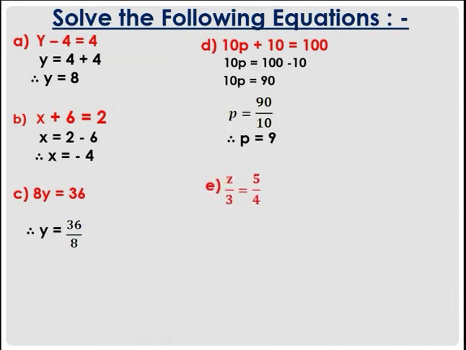z upon 3 is equal to 5 upon 4. Now here 3 is in the division form. So when we shift from LHS to RHS, it becomes the multiplication form. So z is equal to 5 upon 4 multiply 3. Therefore z is equal to 15 upon 4, because 5 threes are 15. So it's 15 upon 4.